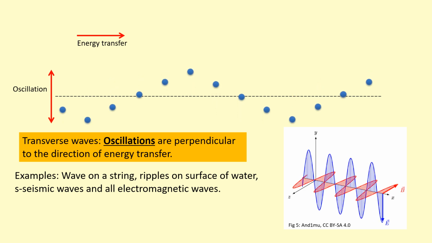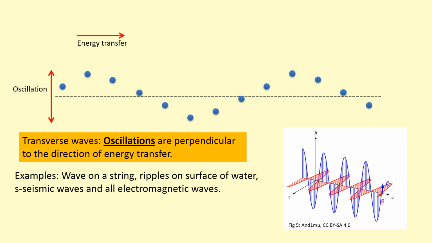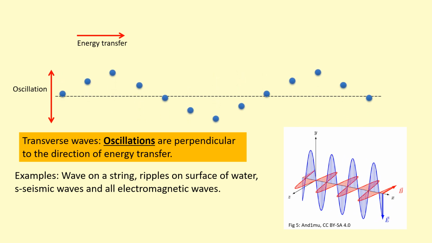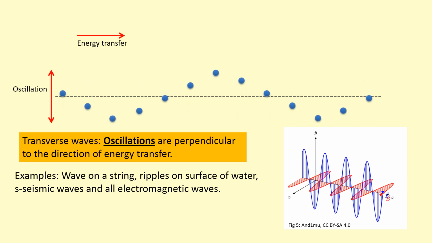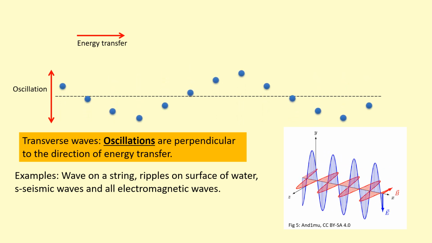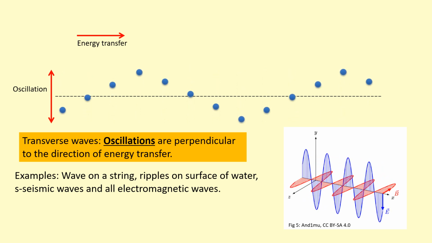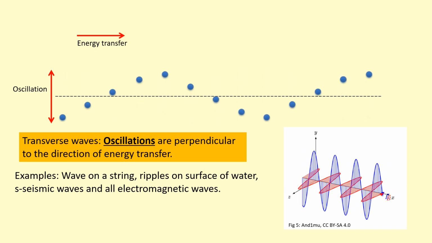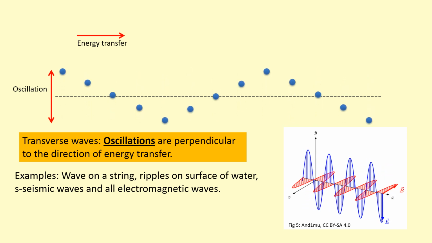Finally, all electromagnetic waves. So here, this diagram shows electromagnetic waves, which are made from electric fields and magnetic fields, which is why they're called electromagnetic waves. And the electric field and magnetic field oscillate 90 degrees to the direction of energy transfer. Okay, electromagnetic waves are, for example, light, radio waves, microwaves, all the way up to X-rays and gamma rays.